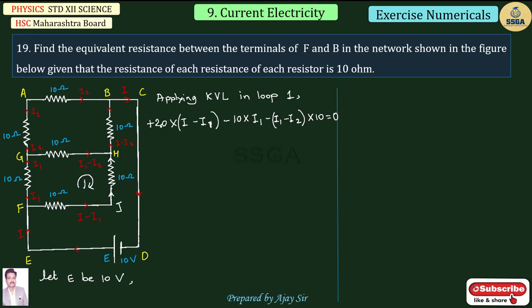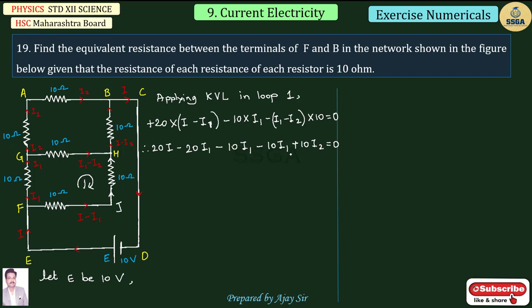So let us multiply this 20 inside. 20 I minus 20 I1 minus 10 I1, then this 10 we are multiplying, minus 10 into I1 again, and then this minus will remove, so minus minus becomes plus 10 I2. This is equal to 0.